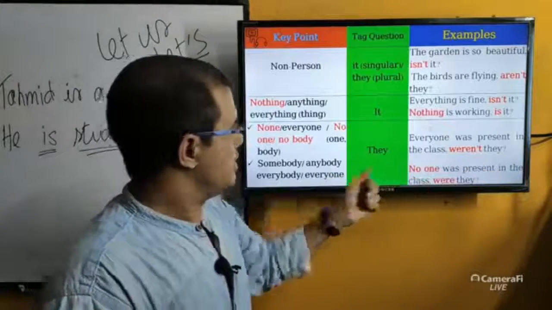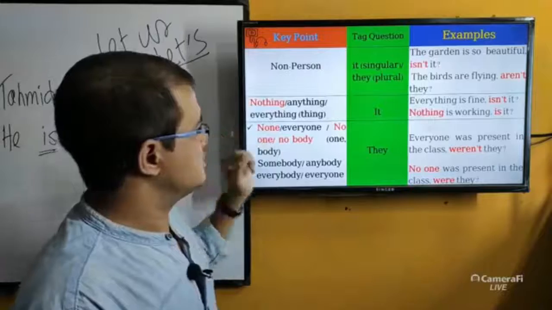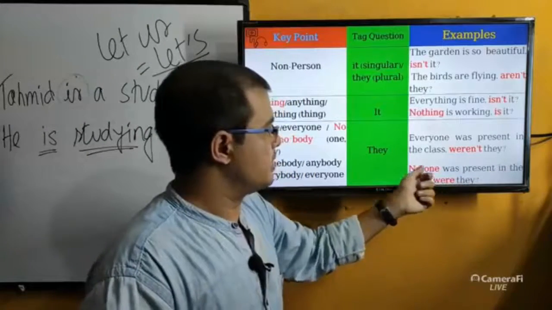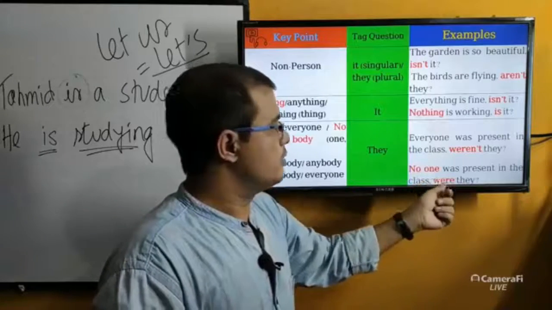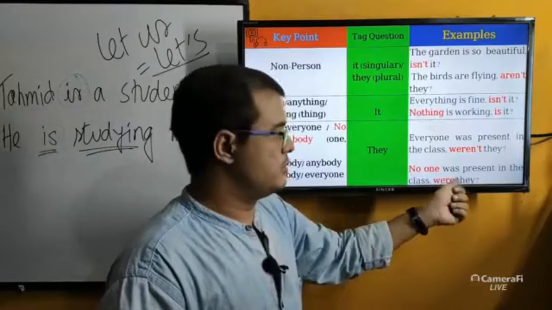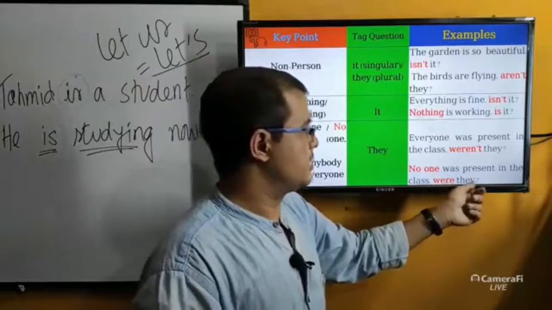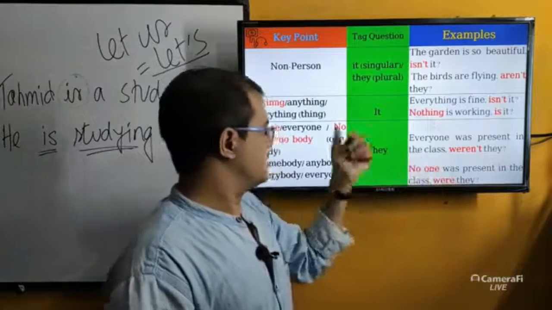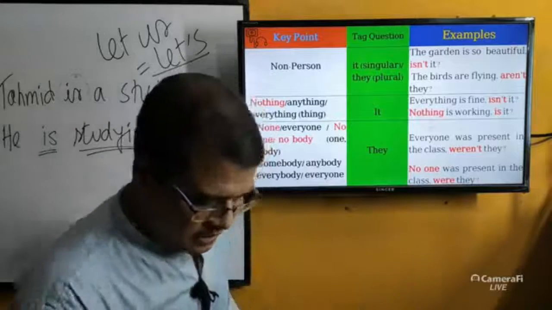Okay, and no one, I have said these red color are negative words, so no one was present in the class. So were they? Since this is a negative, no one is a negative, so we don't use weren't, we don't use the negative form of the verb. Okay, so it would be were they. Since we know that if there are these words, we will use they.